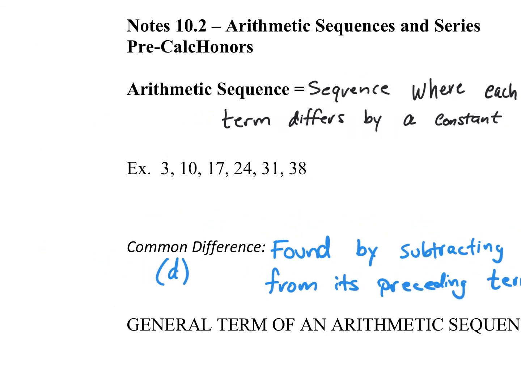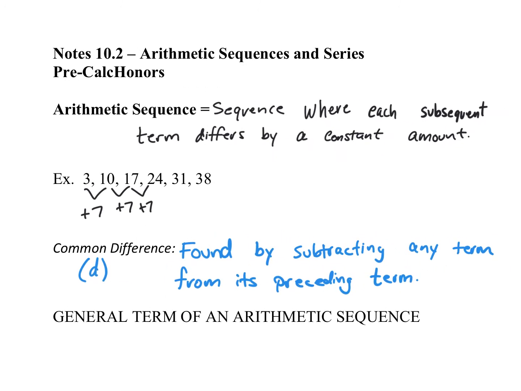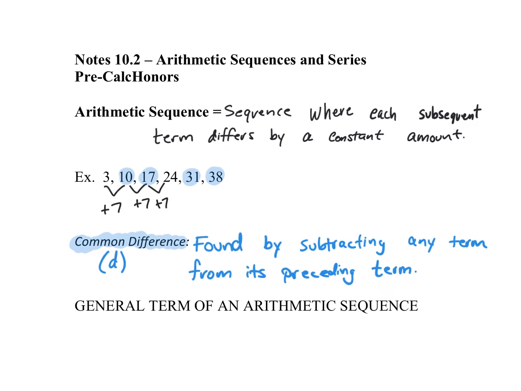So for example, here we go from 3 to 10 to 17. Well, 3 to 10 is plus 7, 10 to 17 is plus 7, and so forth. Right, that's our common difference, which is constant, the same every time. We can find that common difference by subtracting any term from its preceding term. Right, 38 minus 31 is 7. 17 minus 10 is 7. That common difference is found by subtracting any term from its previous term.